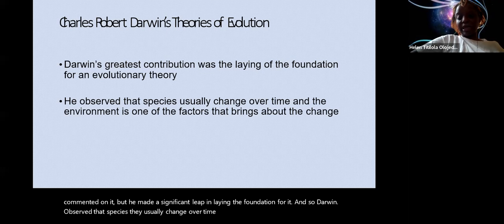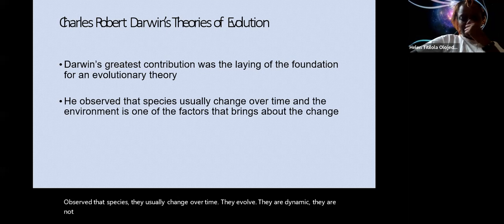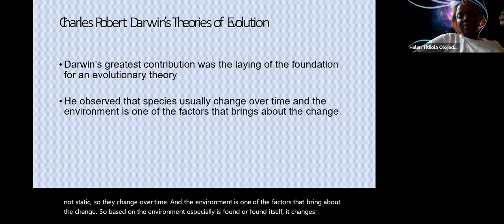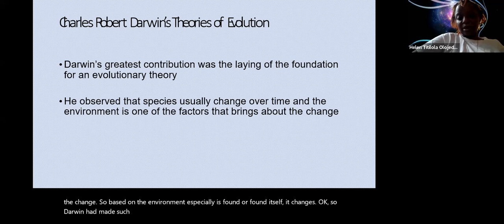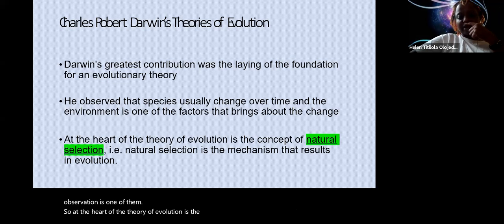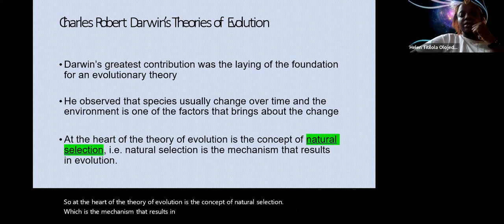They evolve, they are dynamic, they are not static. So they change over time, and the environment is one of the factors that bring about the change. So based on the environment a species finds itself in, it changes. Okay, so Darwin had made such an observation. And if you remember, as part of the scientific method, the steps, observation is one of them. So at the heart of the theory of evolution is the concept of natural selection, which is the mechanism that results in evolution. Natural selection is very central to the theory of evolution.